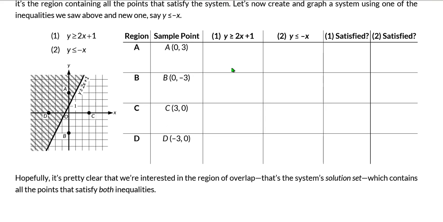So here's what we're going to do. We're going to take one of the linear inequalities that we dealt with above, which we've already graphed here. This is y is greater than or equal to 2x plus 1, so we have the solid line and we have shading above.